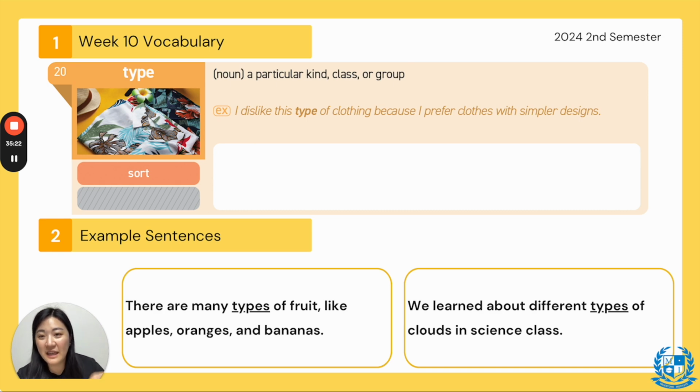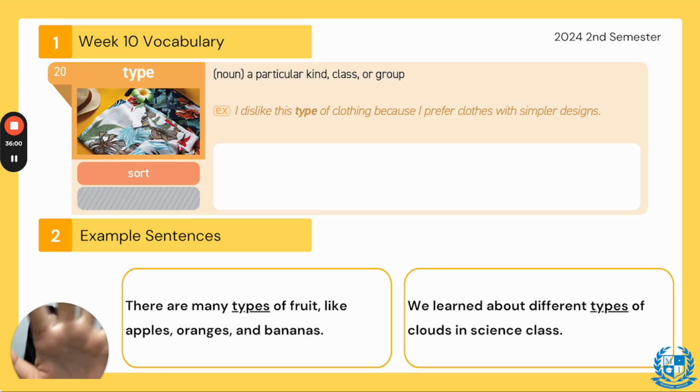Hey, those are Hawaiian t-shirts. I have some. I like those types of clothing. Over here it says, there are many types of fruits like apples, oranges, and bananas, and there's so many more out there. I just listed 3 of the simple ones. Next one it says, we learned about different types of clouds in science class. Yes, the big puffy ones, the ones that look wispy, the ones that are small, or the ones that are gray. They're all different types of clouds. Yay!